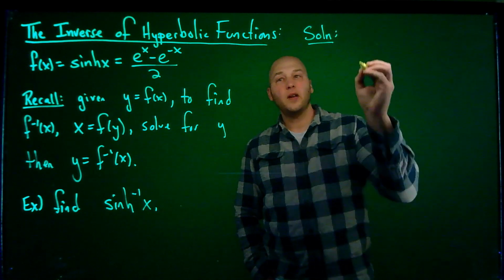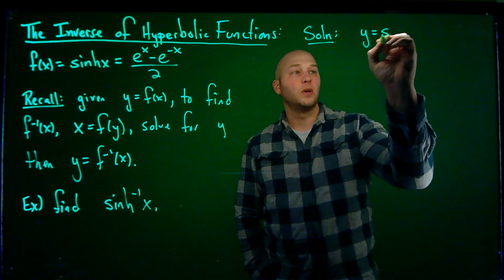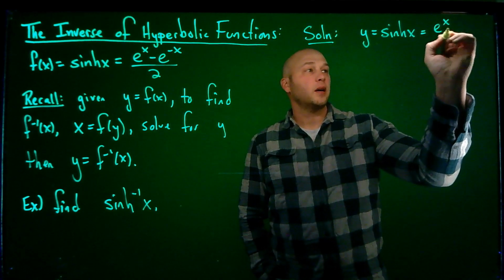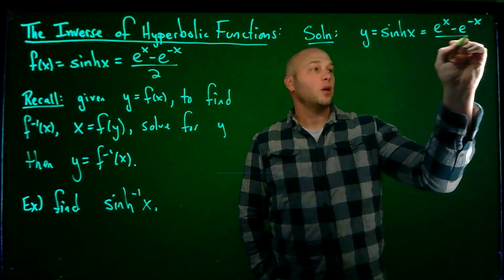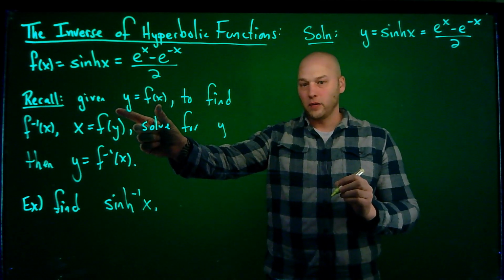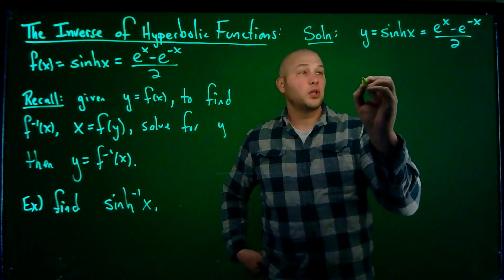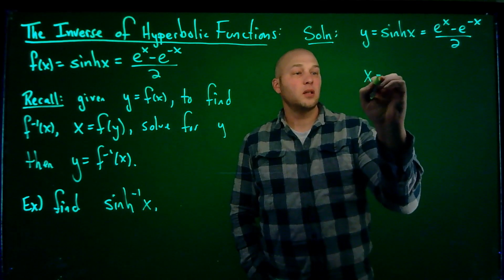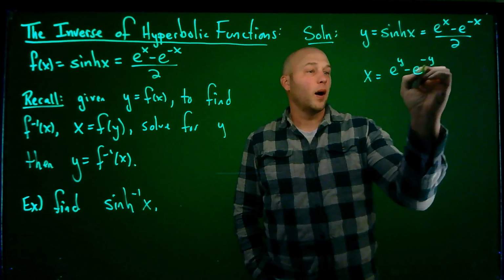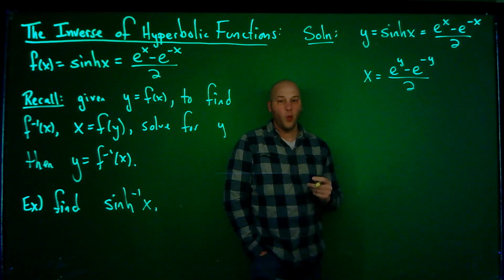What I have for the hyperbolic sine is, let's say I've got y is equal to hyperbolic sine of x, which is equal to e to the x minus e to the negative x over 2. And as I reminded you, if I have a function of this form, in order to find the inverse, I set up this corresponding equation, which gives me, in this case, x is equal to e to the y minus e to the negative y over 2. And then I have to solve this equation for y.